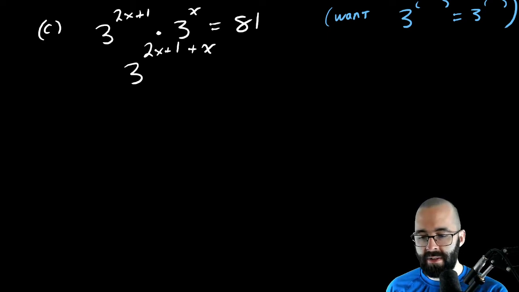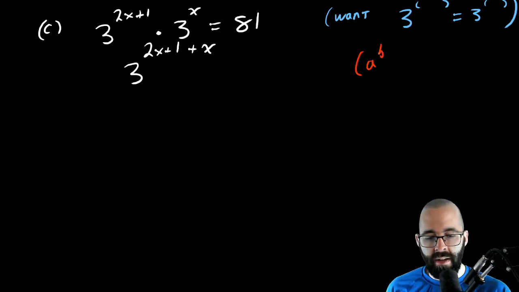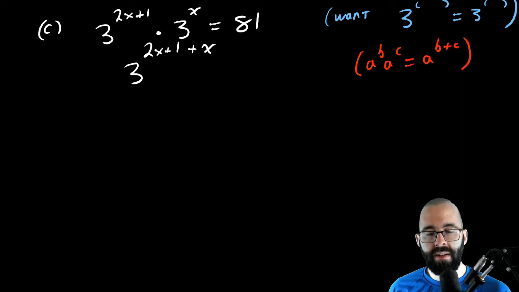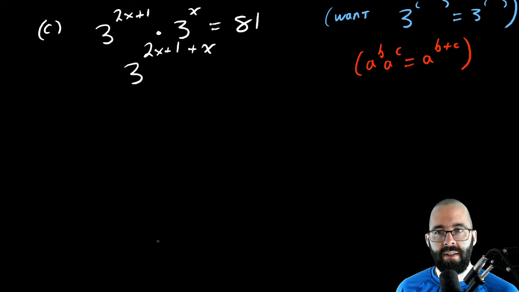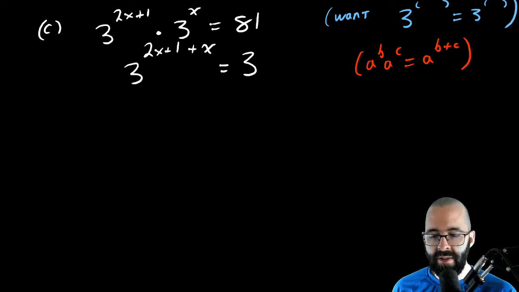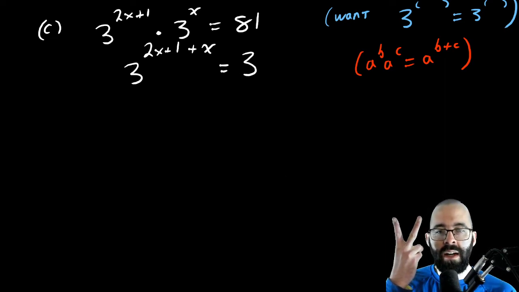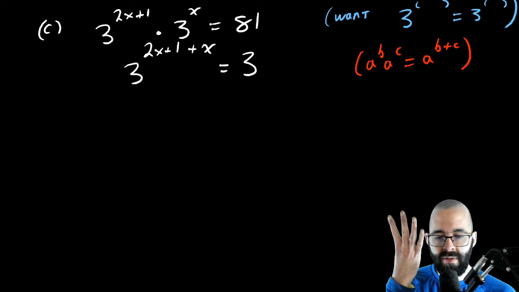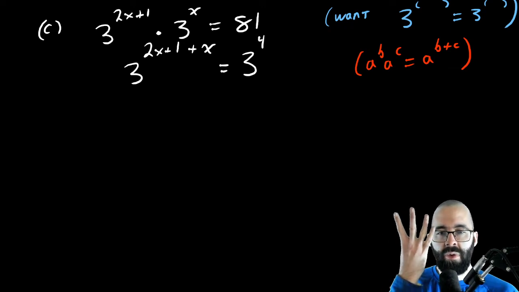Right? This is using the property a to the b times a to the c is a to the b plus c. Same base means add those exponents together. And the right-hand side, that's 3 to what power? 3, 9, 9 is 3 squared, multiplied by 3 again, that's 3 cubed, 27. 81 is 3 to the 4th power.